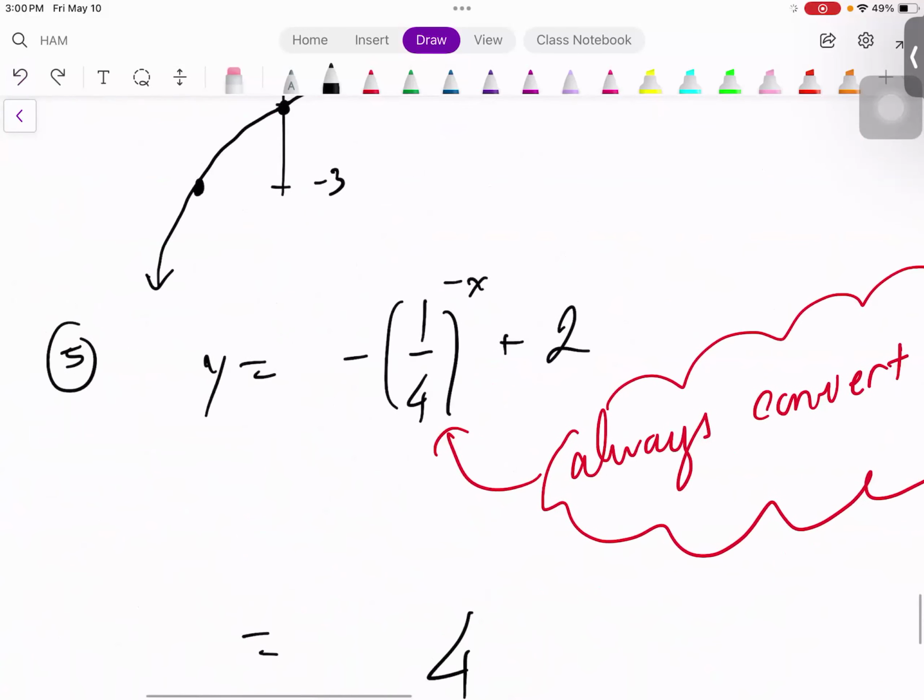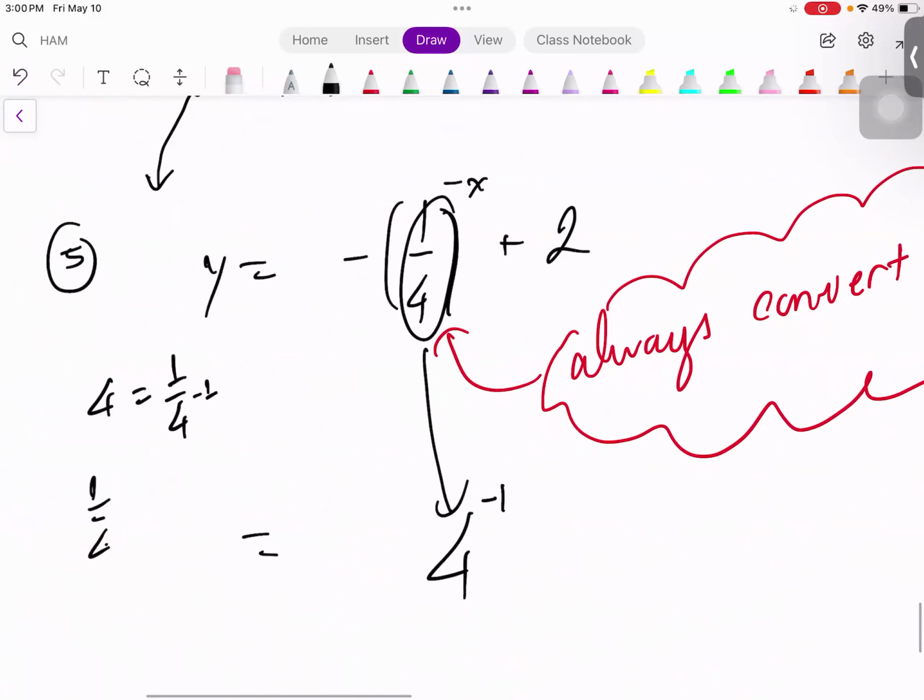So now we have 1/4. We can just convert them to 4 to the power -1. Does it make sense? Kind of. 1/4 to the -1, or 1/4 is 4 to -1. Negative power, you need to flip it. No, this is not new. This is the old thing. When you want to flip the number, you make the power become negative. Because the negative power means you flip it. It's the same thing.